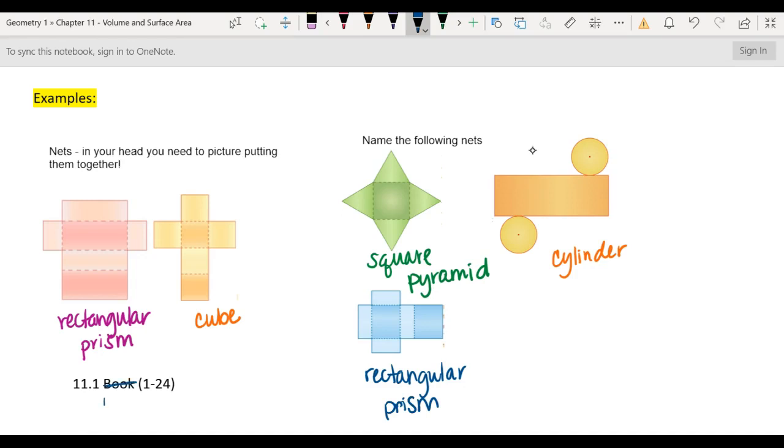Now this says 11.1 book. It's actually 11.1 worksheet, 1 through 24.